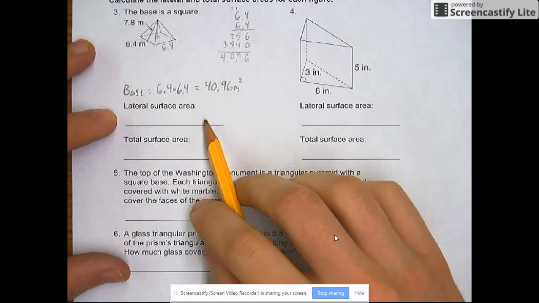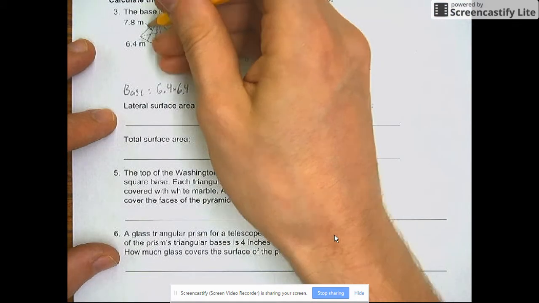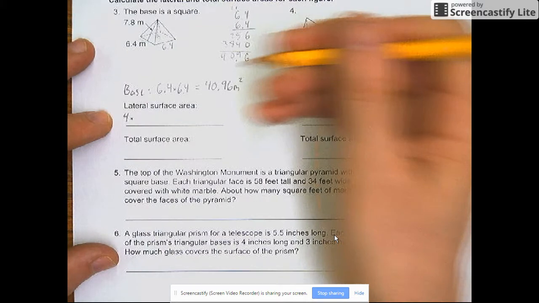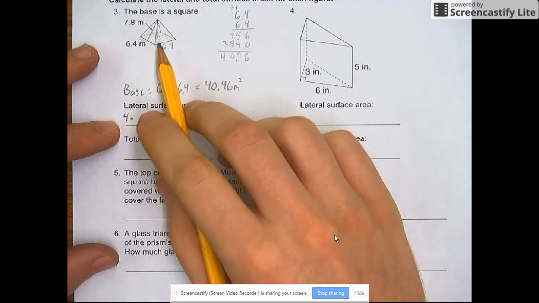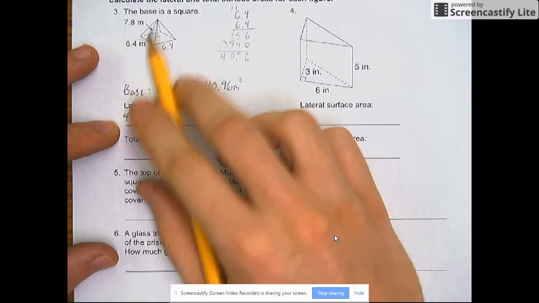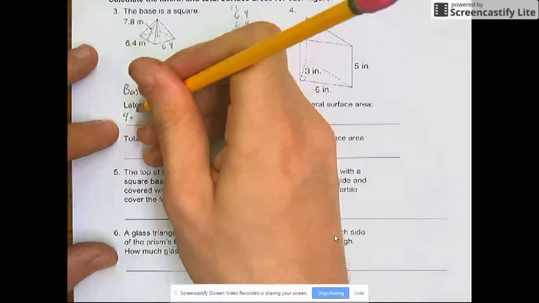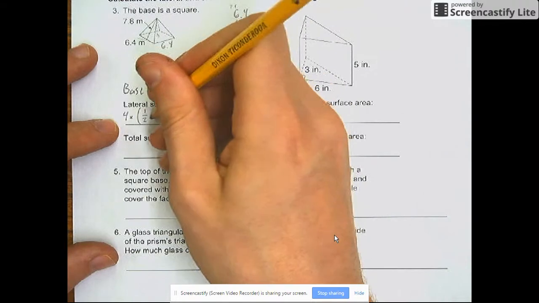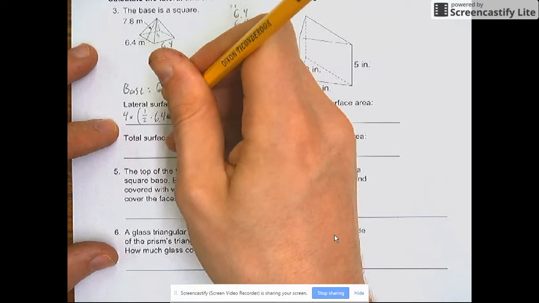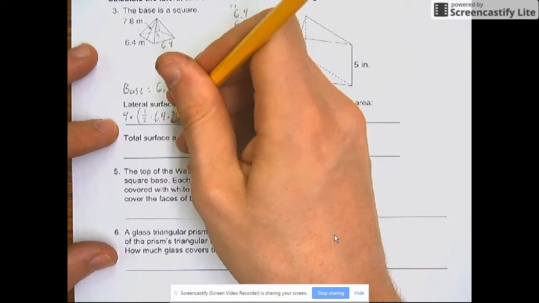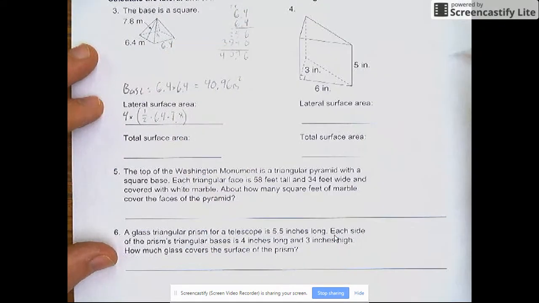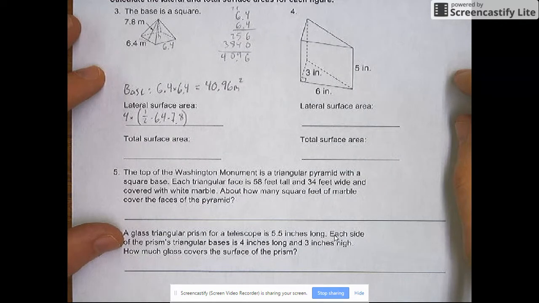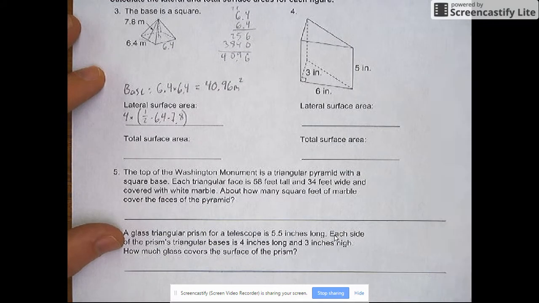My lateral surface area is going to be, I have 4 sides. They are all identical. So let's see what they are. They are all 1/2 of the base times height. So 4 times 1/2 base, 6.4, times height, 7.8. All right, I've got some work to do here, I guess, huh? Well, let's see. Yeah, we'll work this out.